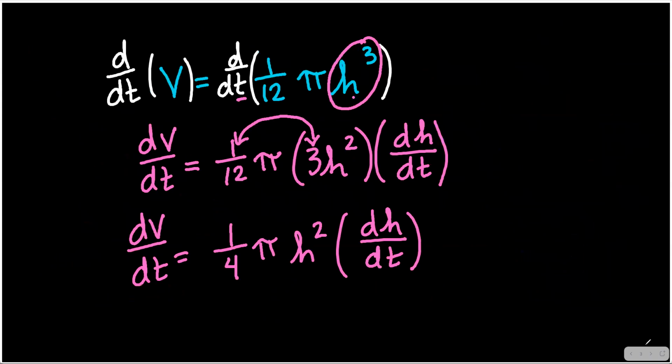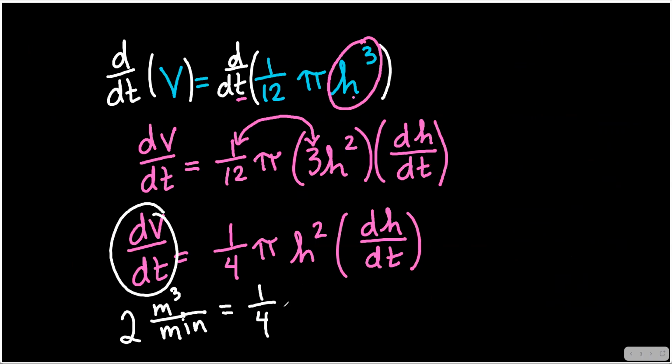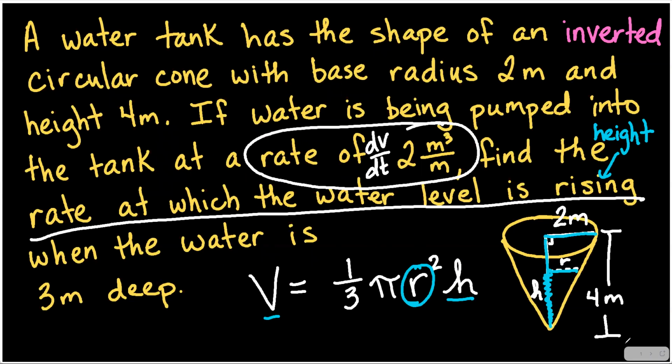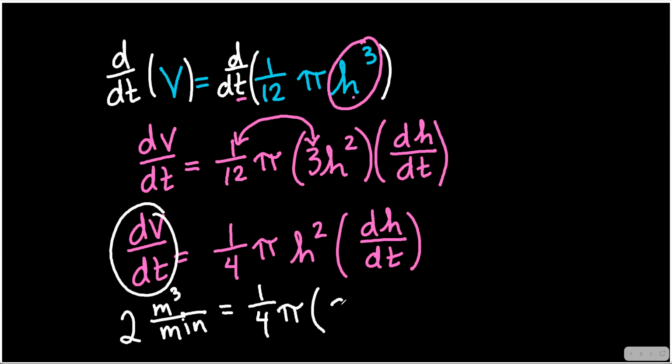So I'm going to go ahead and put that in there. So that one I now know is 2 cubic meters per minute. I'm going to go ahead and put minute down here so we have time. 1/4 pi. Do we know our h? Well, again, if we go back, they told me that at this time the water was 3 meters deep. That's my h value. So I can go ahead and put in 3 meters squared. And I still have my dh dt.